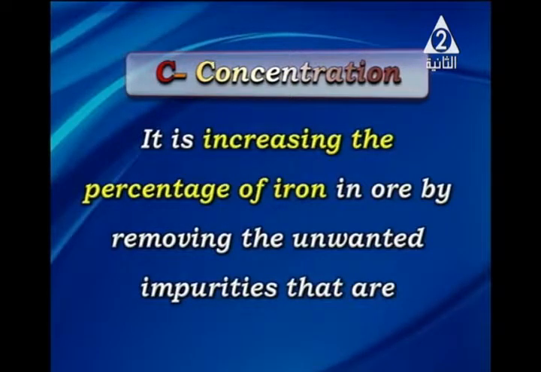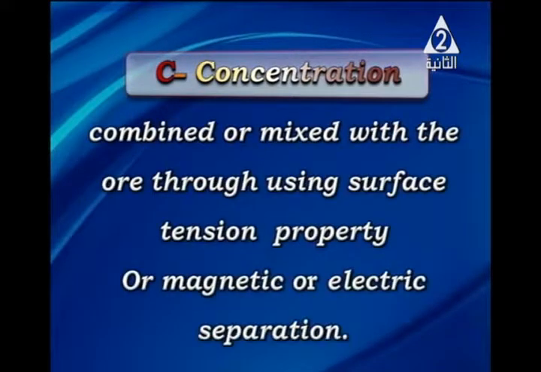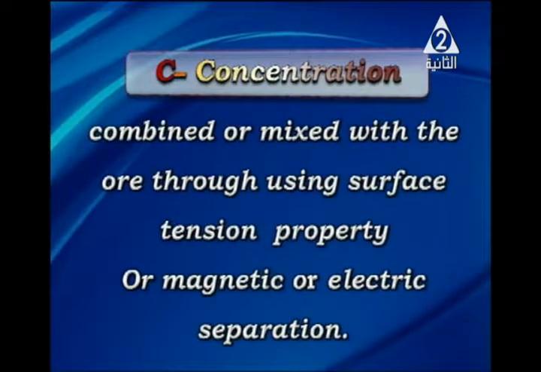The third step in order to make ore dressing to improve the physical and mechanical property of the ore is concentration, where we increase the percentage of iron in the ore by removing the unwanted impurities that are combined or mixed with the ore through using surface tension property or magnetic or electric separation, as the following animation shows.